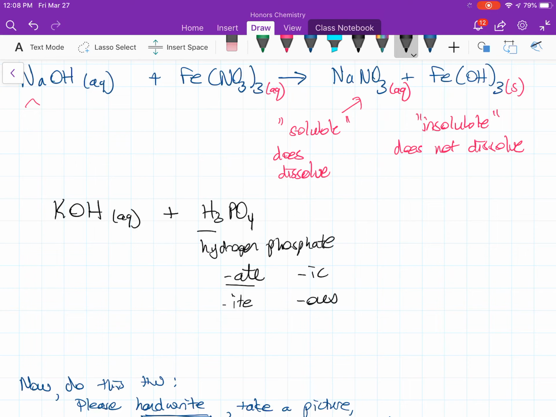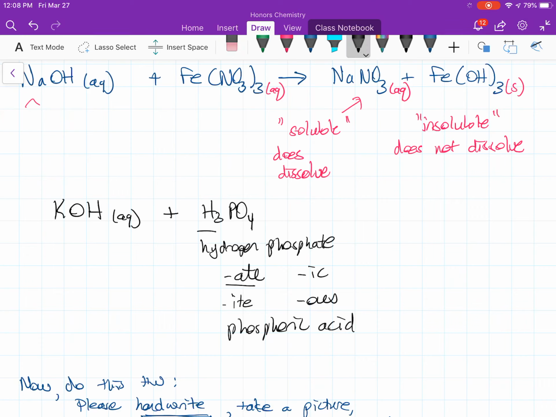This has an -ate ending from phosphate, so it's going to be phosphoric acid. So many things to remember, hey? But that's okay, we got this. We're not scared and we're smart enough, so life is good.